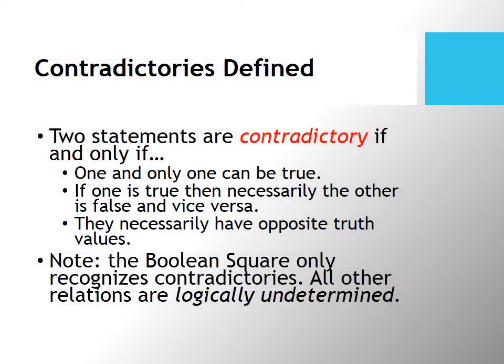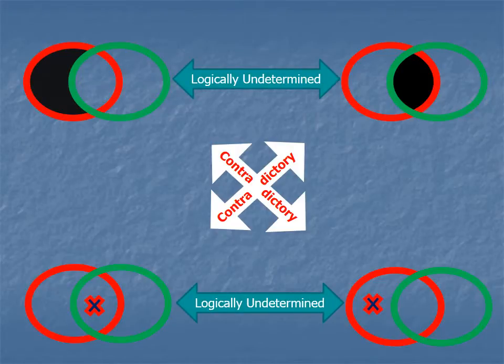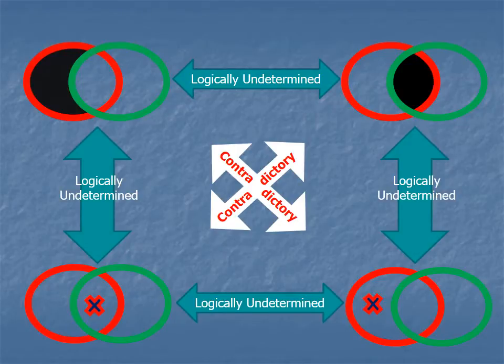Now, two statements are contradictory if and only if one and only one can be true. And this is important for making inferences. If one is true, then necessarily the other one has to be false and vice versa. So that's to say they necessarily have opposite truth values. So the Boolean square only recognizes contradictories. All the other relations along the square are what we call logically undetermined. That means that you're not going to be able to make any inference claims across the top row or the bottom row, and similarly from the top to the bottom.